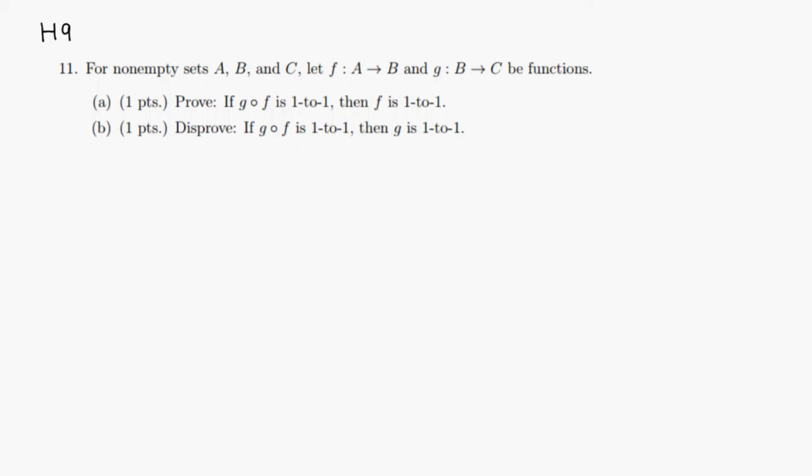So part A, proof of A. Since we want to show that f is 1 to 1, this is what we want to show: that if f of a1 is equal to f of a2, then this has to guarantee that a1 is equal to a2. Right? So that's what we want to show. Let's start with this.